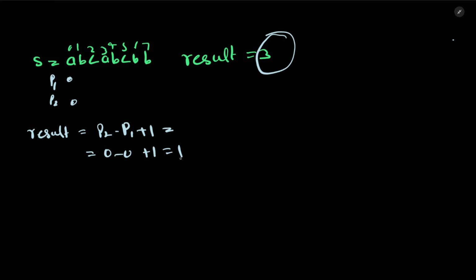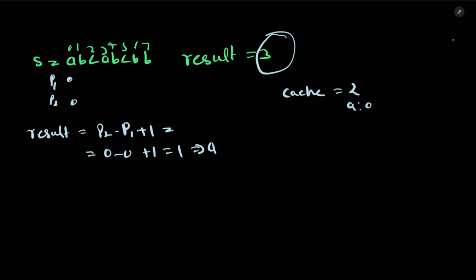So we have calculated the result as 1, and the substring is a. But here we need the substring without any character being repeated. So in that case we need to store the characters that we have visited. Let's create a cache, and we can store a here, putting the character as the key and the index as the value.